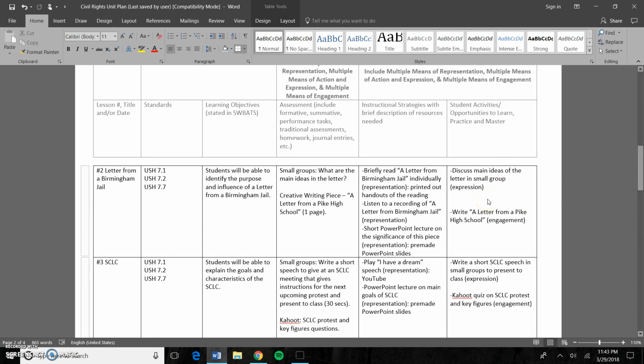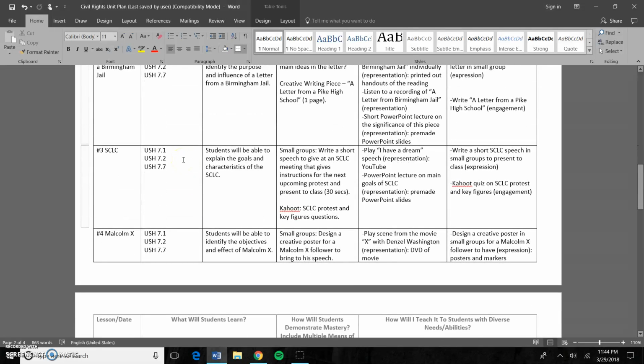Then we'll go through a brief lecture just on the significance of this piece and how it influenced much of Dr. King's work. Then we'll be able to discuss the main ideas of the letter in small groups. And at the end of the lesson, the students will write a creative writing piece titled A Letter from a Pike High School. So just translating a letter from a Birmingham jail to their current situation. And they'll be able to use some creativity, some humor with it as well.